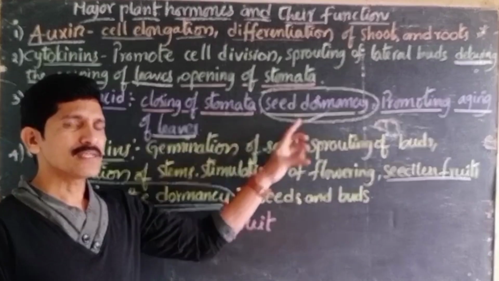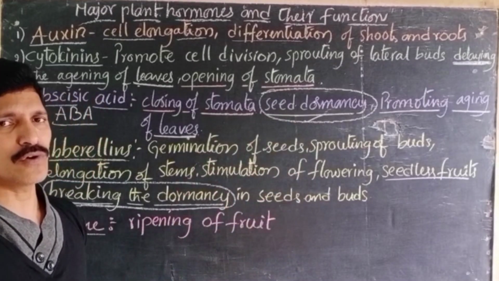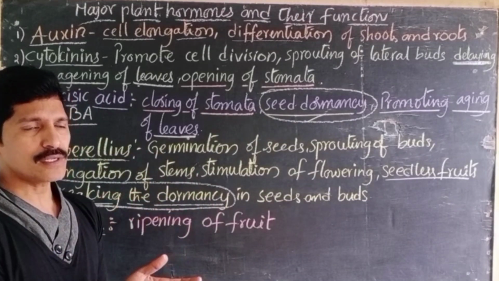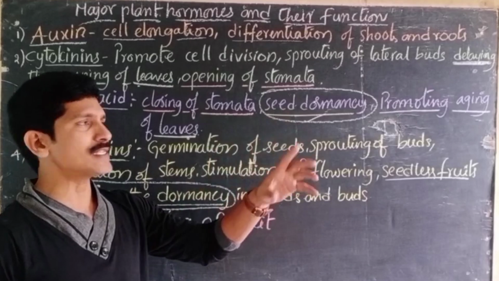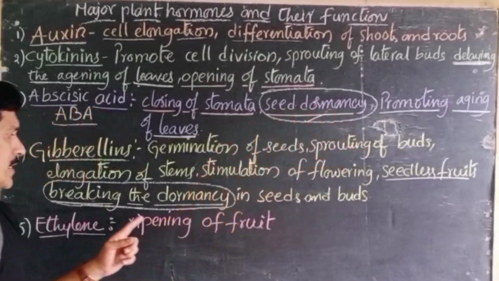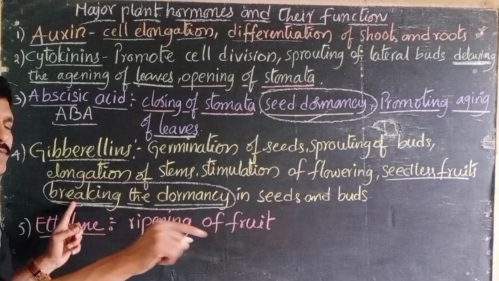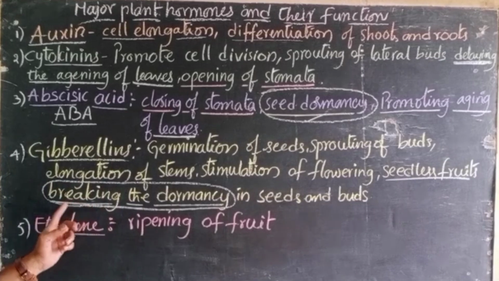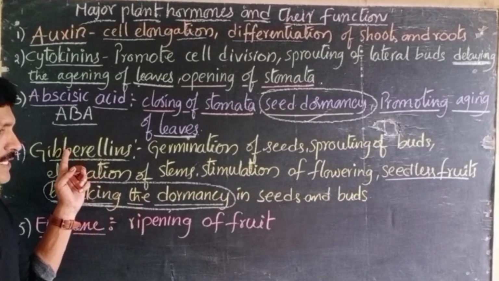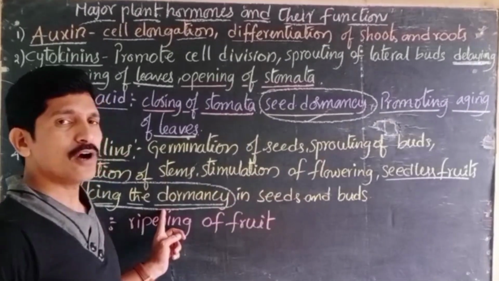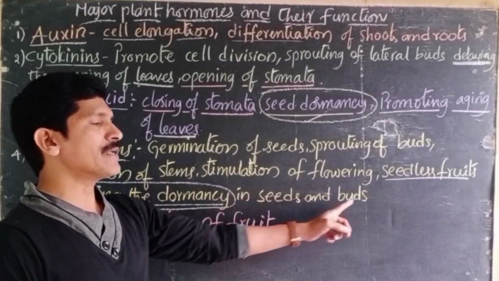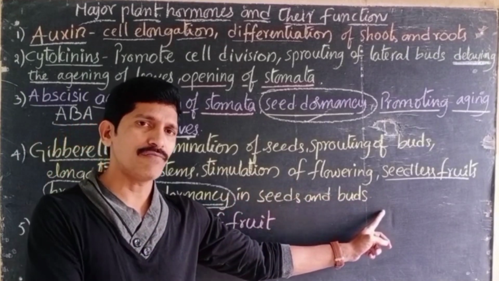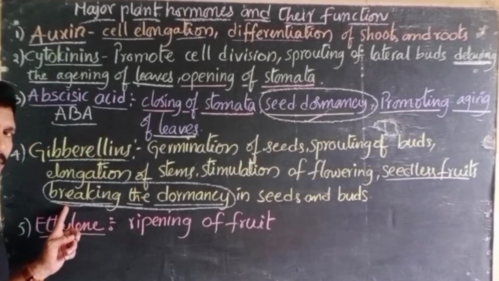Seed dormancy means some seeds are unable to germinate after the sowing, right? Because the seed coat is a little harder or maybe a tough coat, the seeds cannot germinate. That condition is called seed dormancy. Such kind of seeds can have the outer layer of the seed coat broken by the gibberellins, and that helps in the germination of the dormant seeds. Not only the seeds, some buds which are unable to grow or open into a flower can also be broken out of dormancy by the gibberellins.